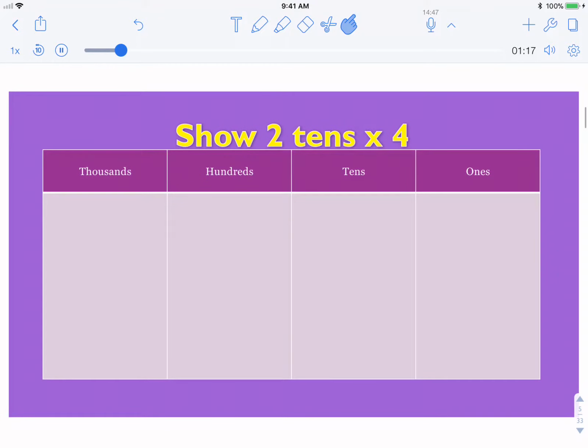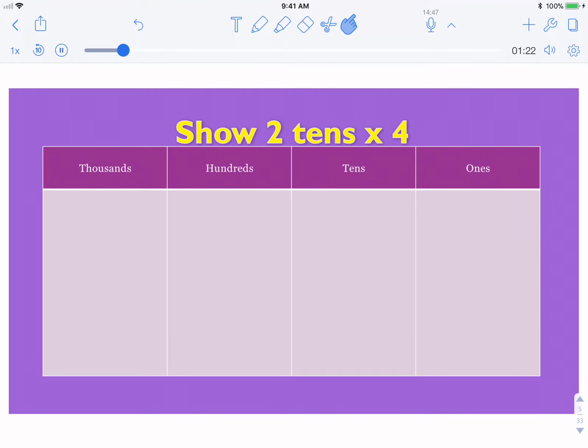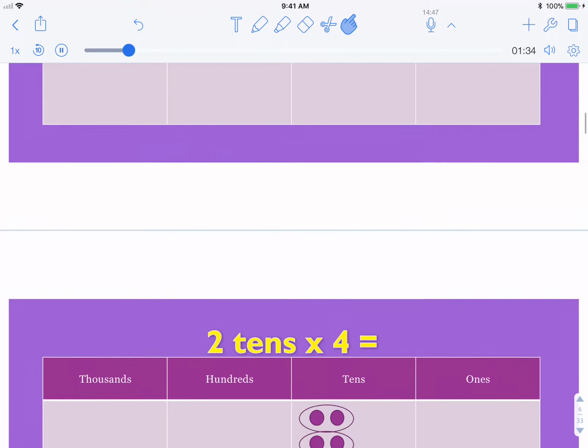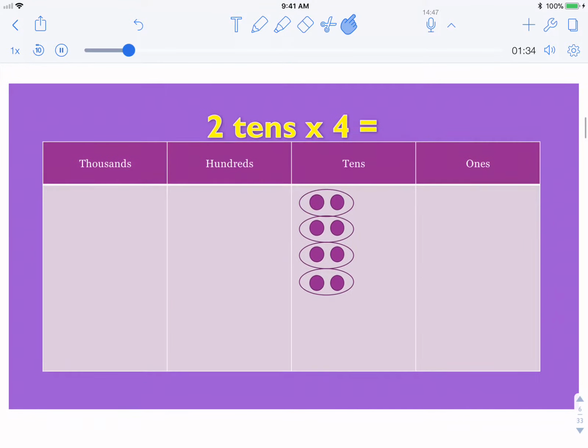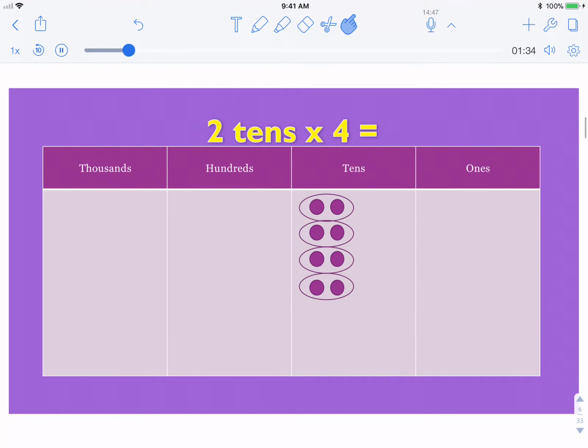So show me 2 tens times 4. This is what 2 tens times 4 looks like. What does that equal? Well, I have 1, 2, 3, 4, 5, 6, 7, 8. I have 8 tens. So what would that be?